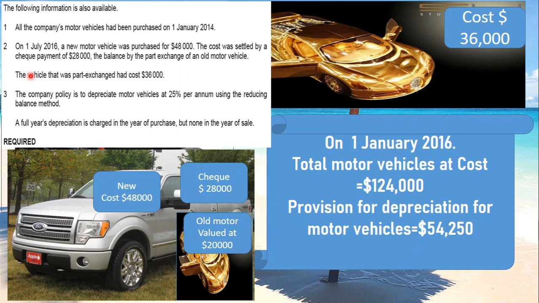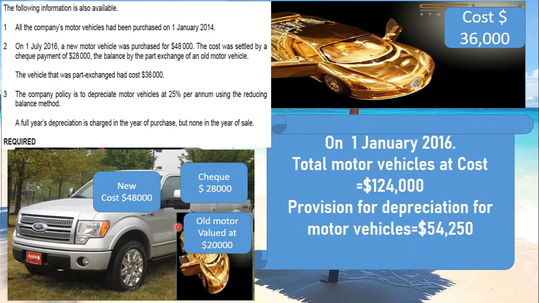Let's read further. The vehicle that was part exchanged had cost 36,000, so that's given out here. The one which we are exchanging initially cost 36,000. The company policy is to depreciate motor vehicles at 25% per annum using the reducing balance method. So we are adopting the reducing balance method, and the rate of depreciation is 25%. A full year's depreciation is charged in the year of purchase but not in the year of sale. So in the year of purchase we need to charge full depreciation, but in the year of sale we do not need to charge depreciation. This will be useful while calculating profit or loss on the exchange made.